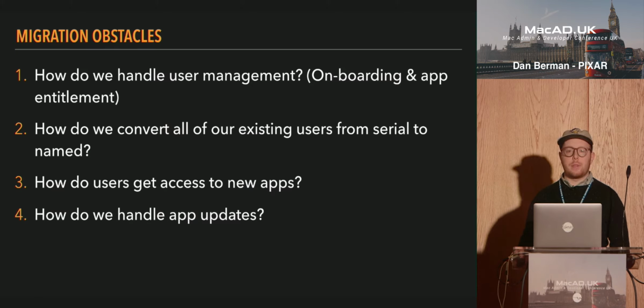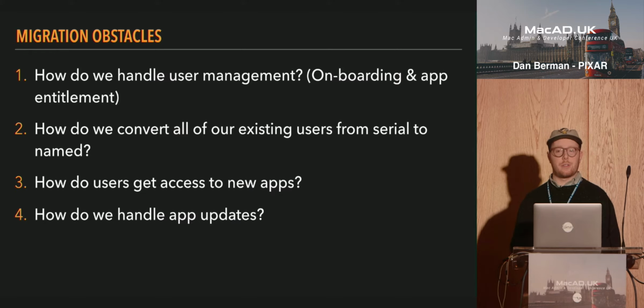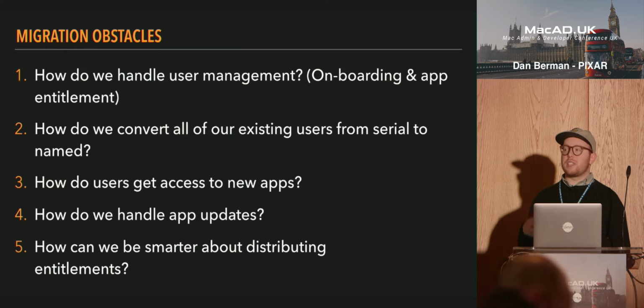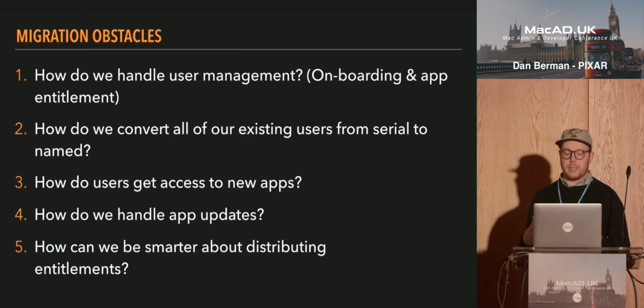How are we going to handle app updates? So in the serialized world, we were mostly using Remote Update Manager, which I will talk about in a couple of slides. But what does this look like if we want to try and do this whole self-service thing and try and play ball with Adobe and do things sort of the way they want us to with the CCDA? There's updates in the CCDA, but there's also RUM. How is that handoff going to work? And finally, how can we just be smarter in general about distributing entitlements?